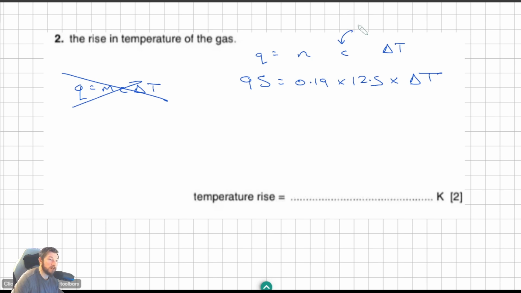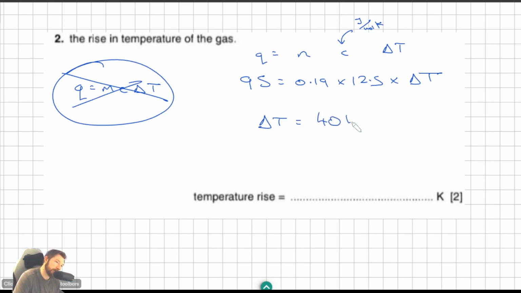which is the energy needed to raise the temperature of 1 mole by 1 Kelvin, which would have units of joules per mole per Kelvin, not joules per kilogram per Kelvin, which is what you would have been used to in the usual equation. So at this point, you can rearrange this and find delta T to be 40 Kelvin.